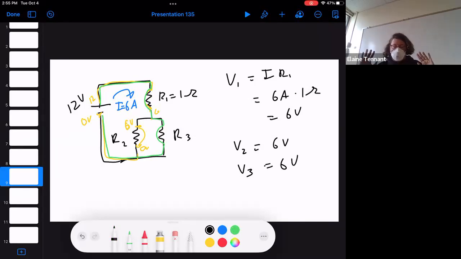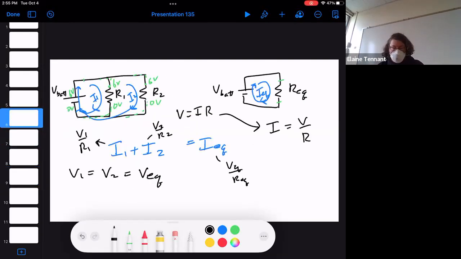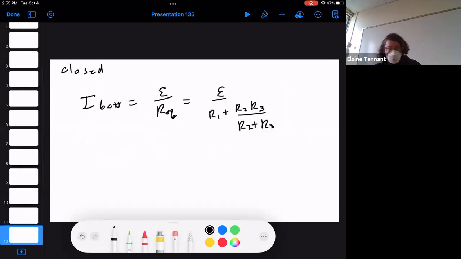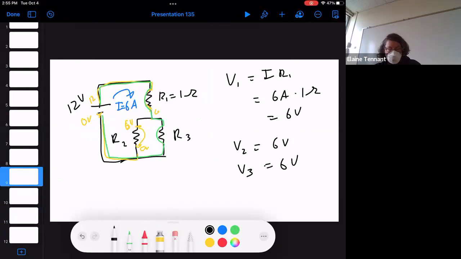Okay, and this is going to come back. This is something we saw back here, where the voltage across each of the branches was the same. Here we have the same idea. Since it branched out, the voltage across R2 and R3 are the same.